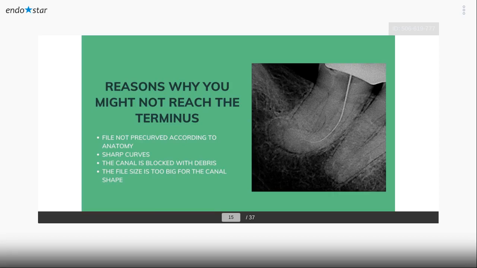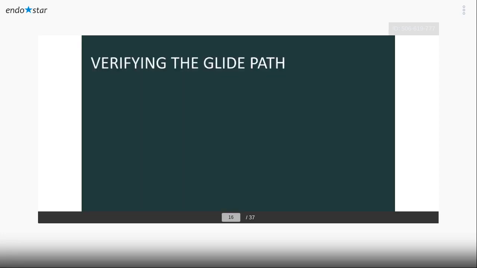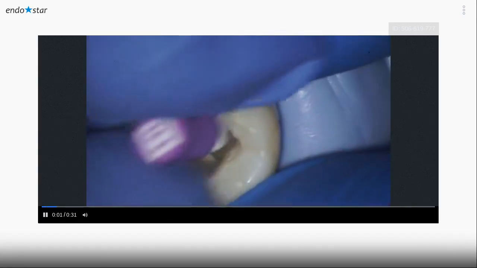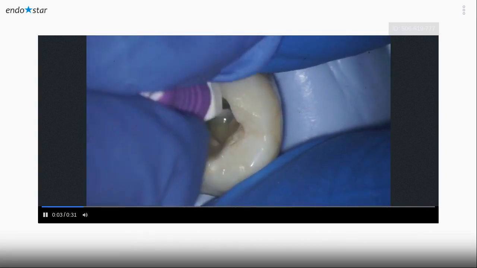So what I do is retrieve the 10K file at 1 mm increments and slide it back to the working length without any reciprocation. I'm just going in and out. If the file slides smoothly in and out of the canal, voila, we have our initial glide path.